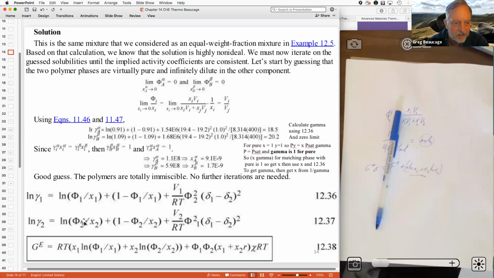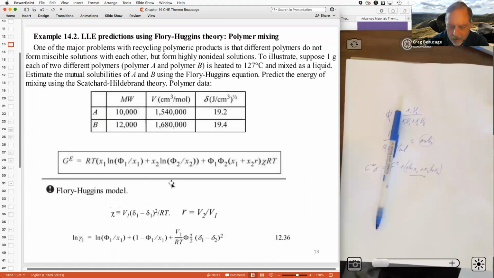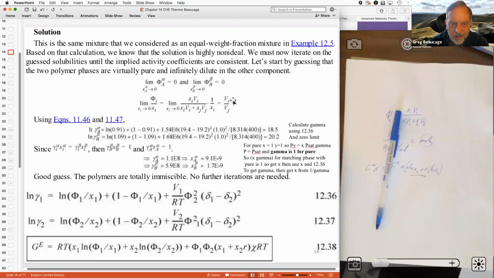Right, so if it's infinitely dilute, then we can calculate the gammas. The gammas are given by this equation 12.36. You have ln gamma 1 is that ratio, 1 minus that ratio, which is a volume ratio. The volume ratio is the same thing as R, actually. So R is V2 over V1. This volume ratio is Vi over Vj, depending on which i and j you have. So it's either R or 1 over R, right? So anyway, we can calculate these with the volume ratios.